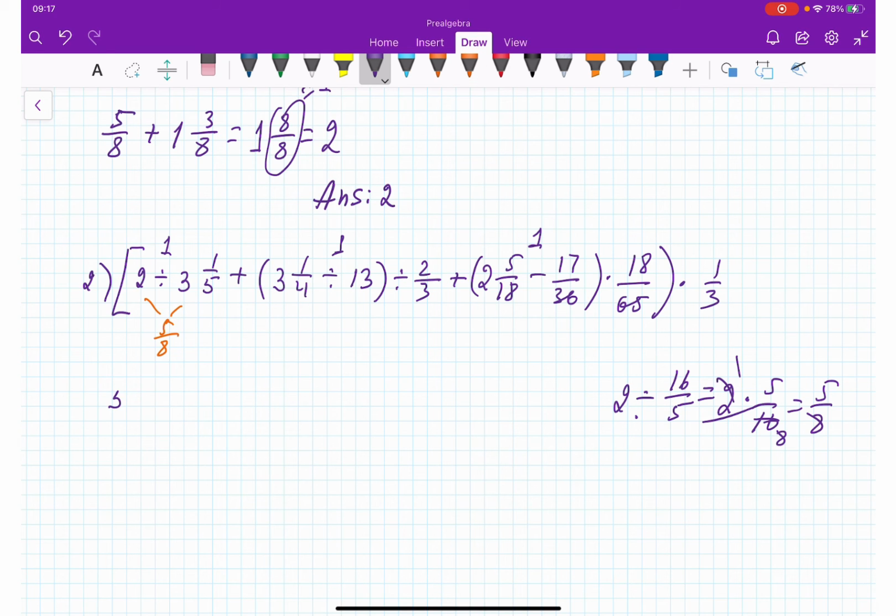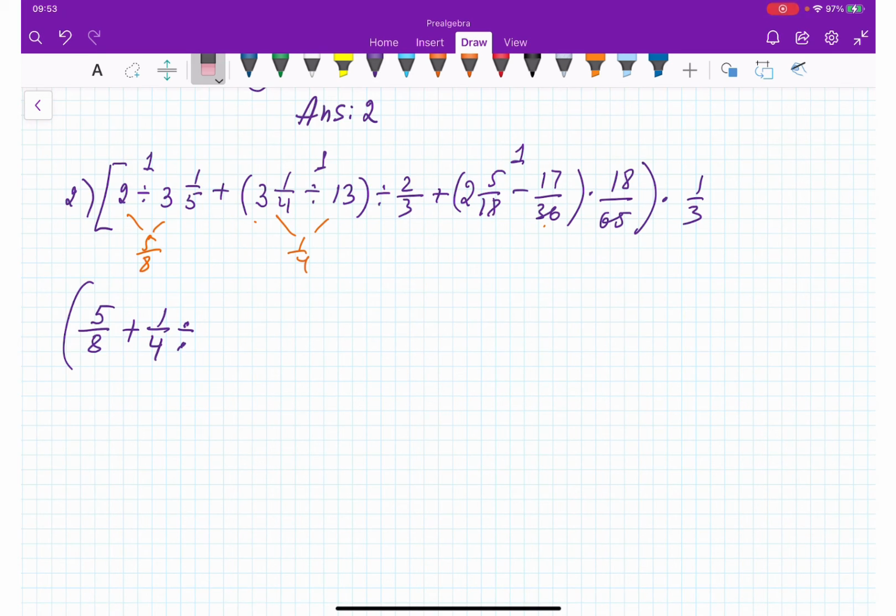We are getting 5 over 8 plus, let me see, 3 and 1/4 divided by 13. 3 and 1/4 converting to an improper fraction is going to be 12 plus 1, 13 over 4 divided by 13. 13 cancels, we get 1/4. Now this is going to be divided by 2/3, right? We divide by 2/3.